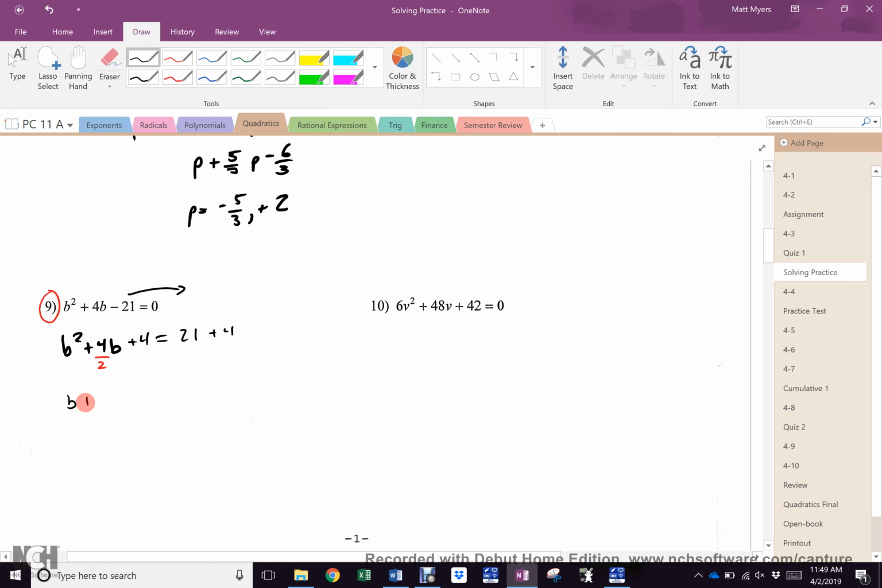Then I get b plus 2 squared equals 25. b plus 2 equals plus or minus 5. So b equals either -2 plus 5 or -2 minus 5. Everybody cool?